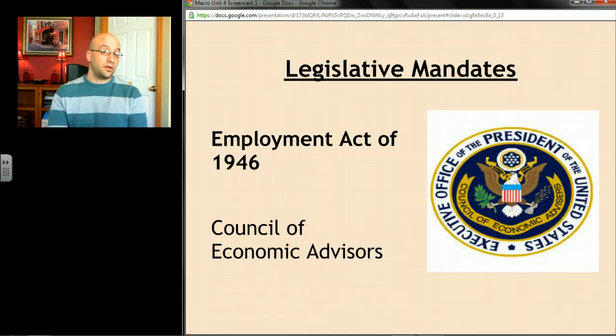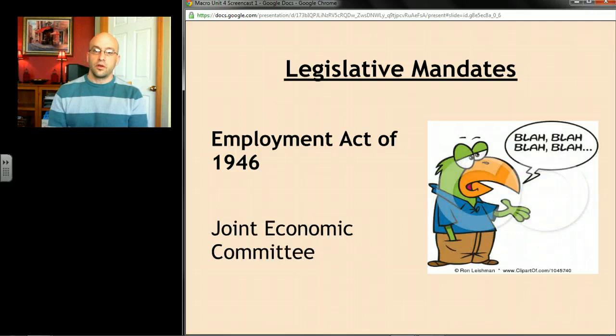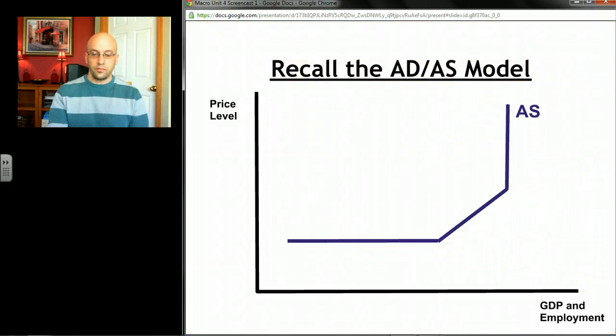So to help out the president, who isn't always an economist, there's a group, their name is the Council of Economic Advisors, and it's basically a bunch of economists that advise the president. On the congressional side, there's another group called the Joint Economic Committee, whose task is to do the same thing, but for Congress as opposed to the president. And I realize all this stuff is relatively boring, but you need to know that that's why the government does fiscal policy. Other than the fact that it's a good idea, they do it because they have to do it, and they have these groups to help them out.